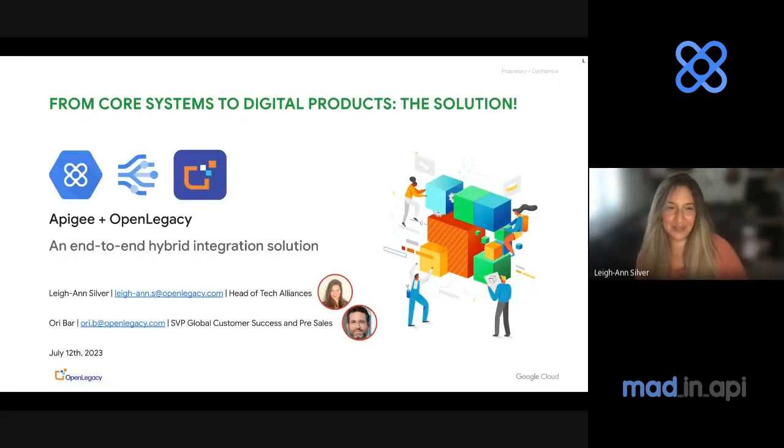Awesome. Thank you. So once again, it's a pleasure meeting you, everybody. What a great community. And we thank you very much, Luis and team, for inviting us to showcase how we can help digitalize and modernize some of those legacy assets together with OpenLegacy and Apigee, all powered by APIs and hybrid integration.